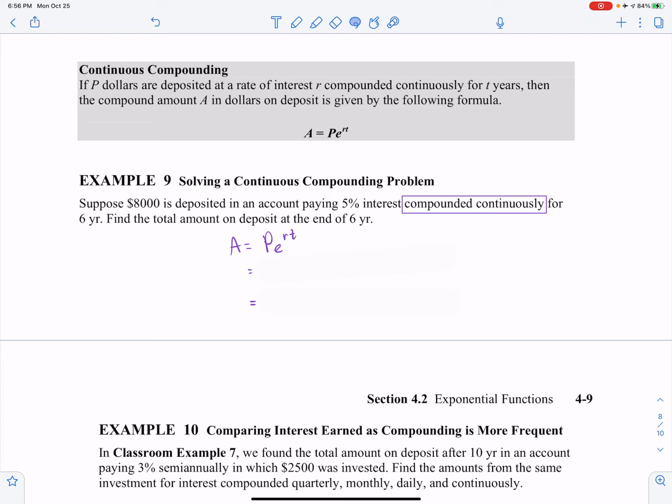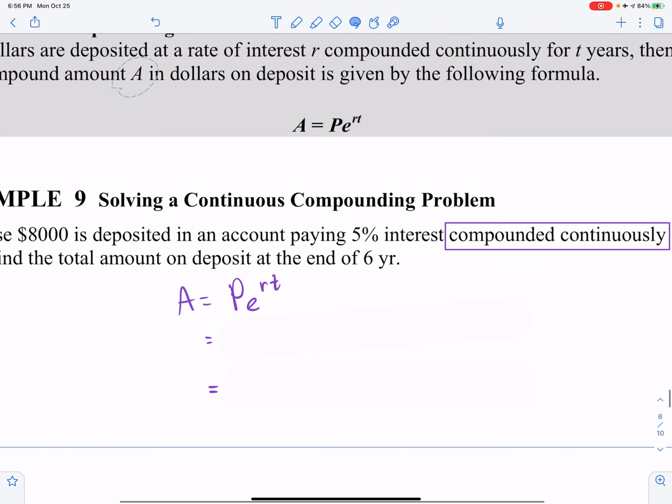And what you see here is I still have P dollars. This is still my initial amount. I still have my interest rate that we're still going to write as a decimal. I still have my time measured in years. And I still have my future amount that is called A. The only thing that's different here is that I have this number, this 2.718 number, in my formula.